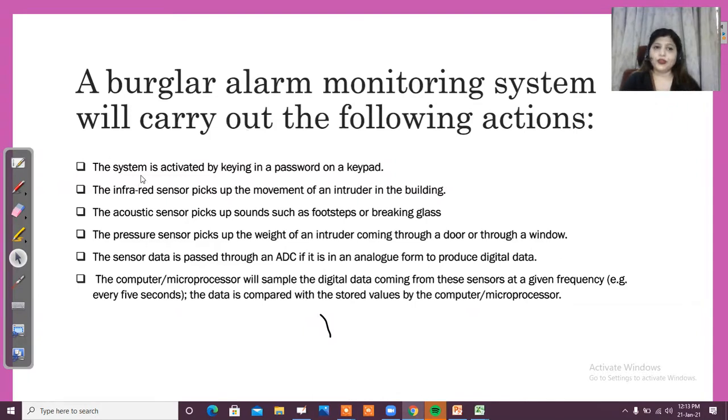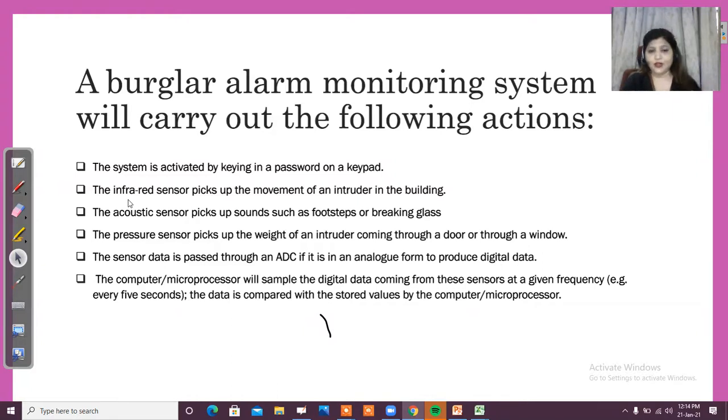As I told you, it's going to be activated by keying in a press on a keyboard at a safe time, not in the morning time, preferably. When you need monitoring, because you need monitoring when you are not around, either you are absent from that system or from that area, or you are definitely resting. As I told you, the infrared sensor picks up the movement, while the acoustic or sound sensor picks up the sounds of the footsteps, and the pressure sensor picks up the weight.